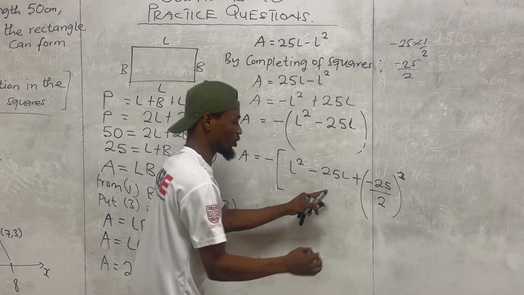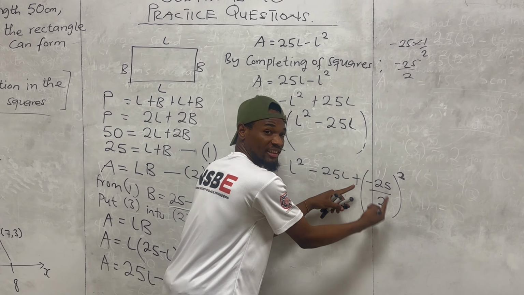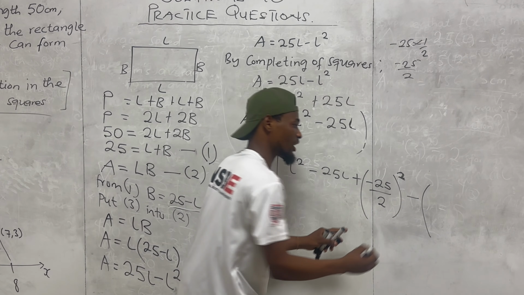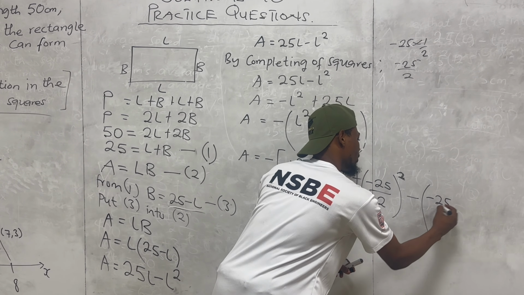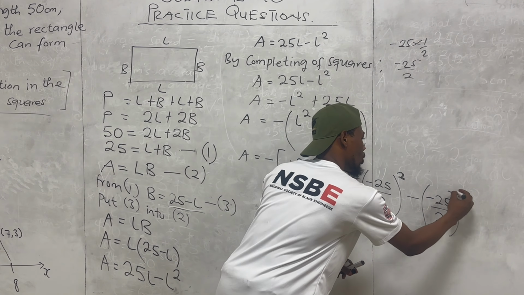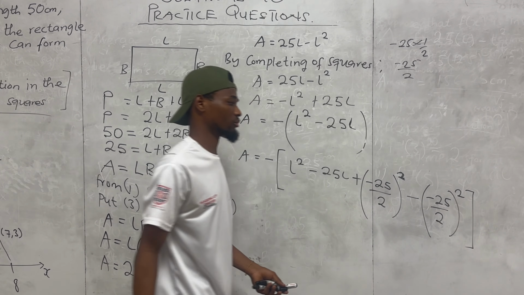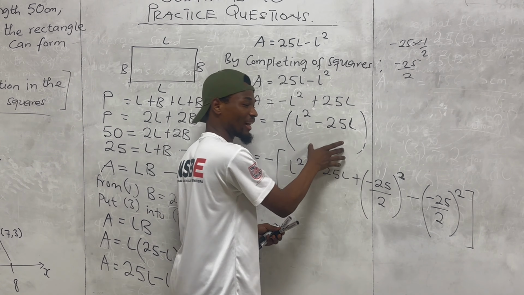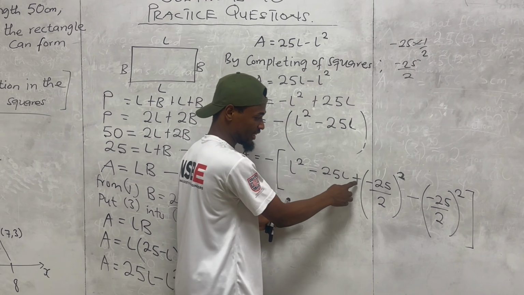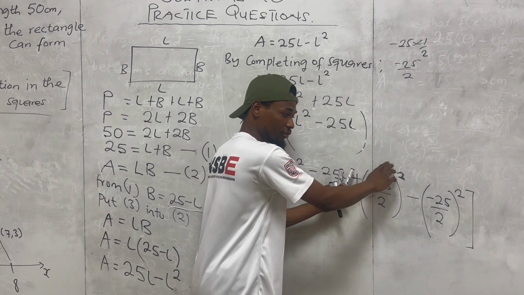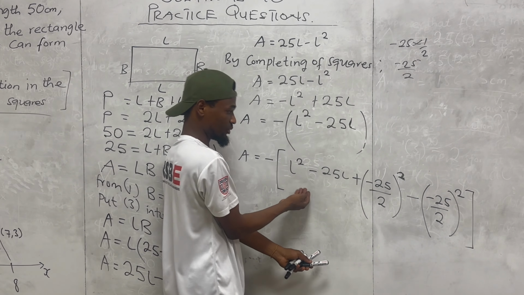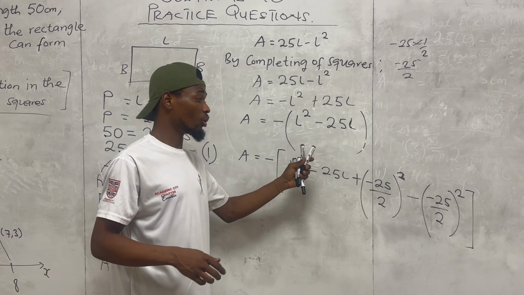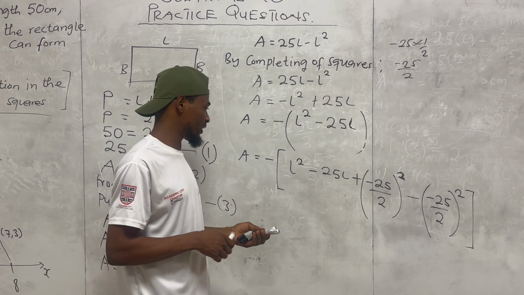Here is addition, so the next one will be subtraction. Then just repeat the same: negative 25 over 2 all squared. This and that are the same, because the positive of this will cancel the negative of this. So this is the game, or the rule, of completing of squares.